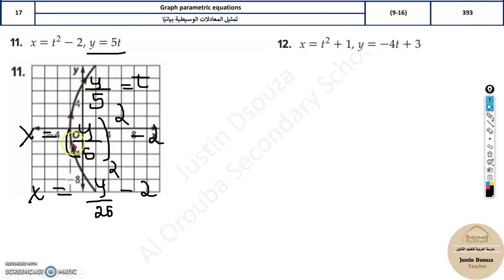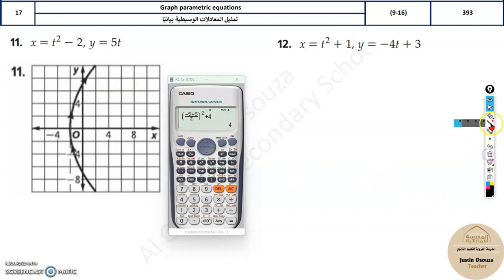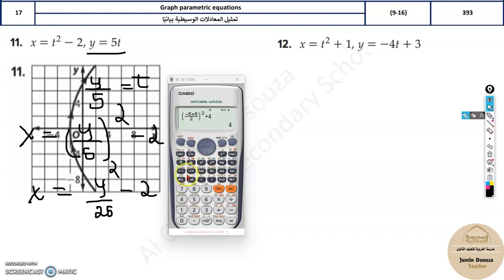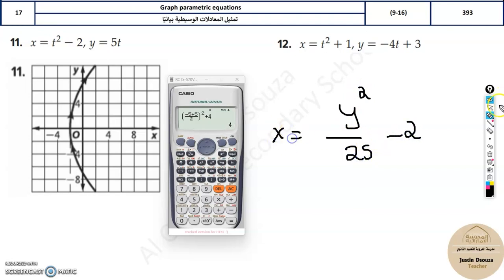And now all you can do is graph this. You know how to graph. In this you need to take the y values. It's all jumbled, so I'll just write it over here. It's y squared by 25 minus 2. Y squared divided by 25 minus 2. This is x. So take some y values over here. Let me take 0, and if it's 0 it will be minus 2. X should be minus 2.